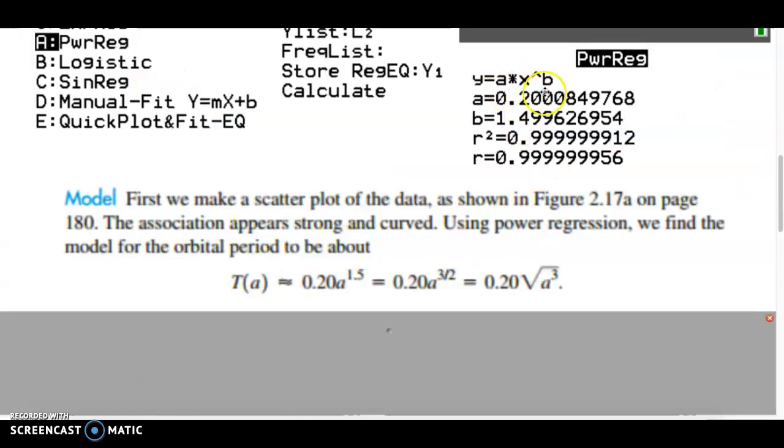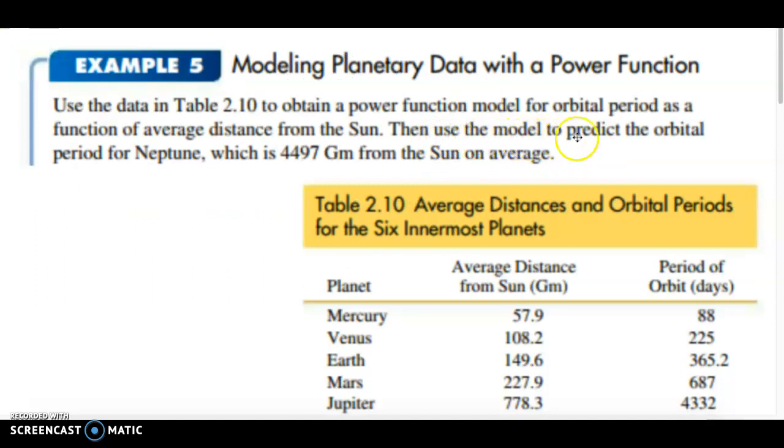So given that regression, the a value of 0.2 is our constant of variation, and then the b value of 1.5 is our exponent. We see that this has an r-squared value of 0.99, so it has a very strong relationship. And then the last thing it said for us to do is predict the orbital period for Neptune, which is 4,497 Gm from the sun.